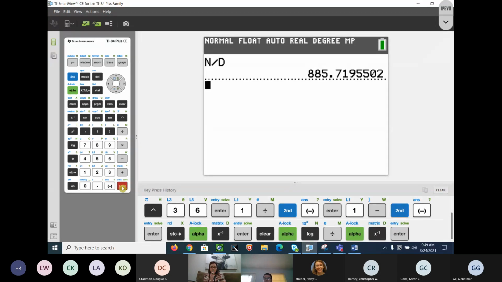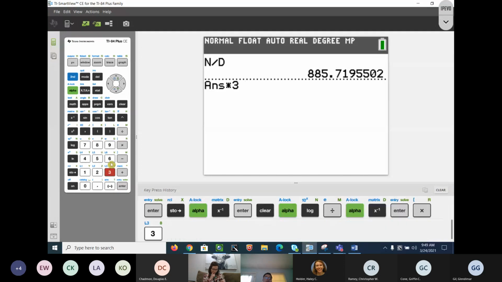$885.72. And how many monthly payments is that? 36, right? So multiply that by 36. And for a $30,000 car, you paid $32,000 for it, basically.